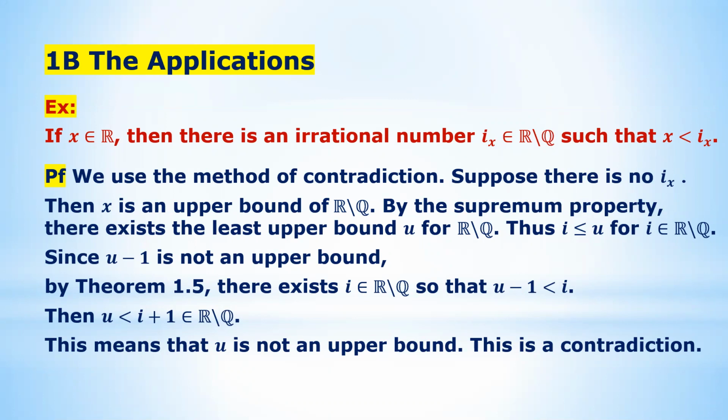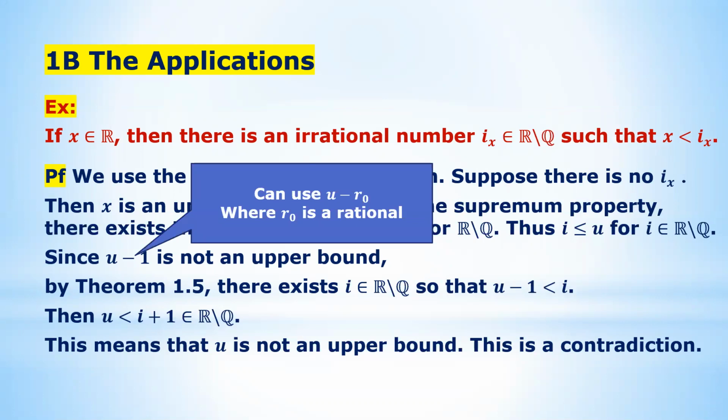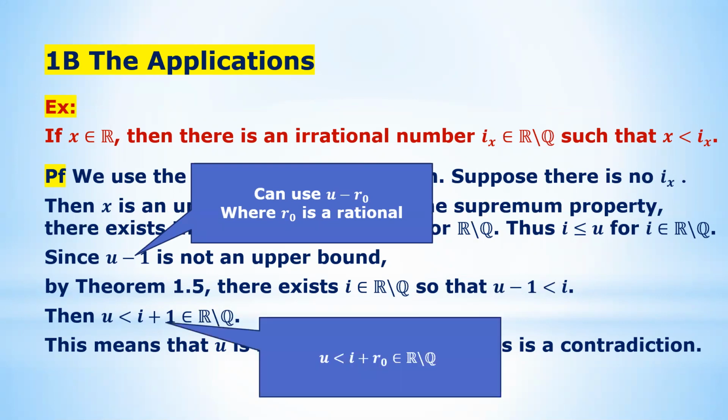But the reason I'm showing this proof is that I want you to think about this case. Now, again, if you replace the u minus 1 by u minus r naught, where r naught is a rational number, then it still works. Why? Because eventually you will get u less than I plus r naught. Now this time I is irrational, r naught is rational. So you know that irrational plus rational is still irrational. Okay, so this indicates that this I plus r naught controlling this upper bound will give you a contradiction.